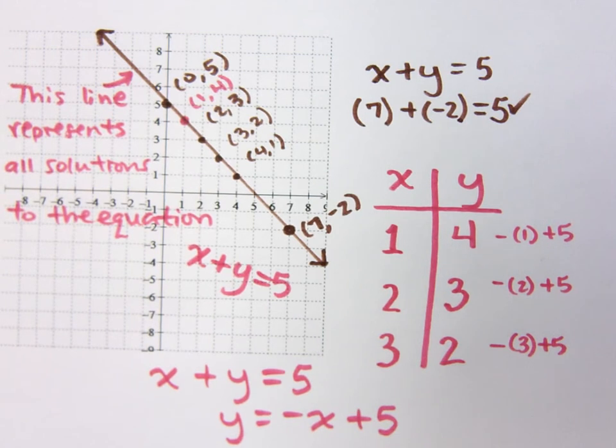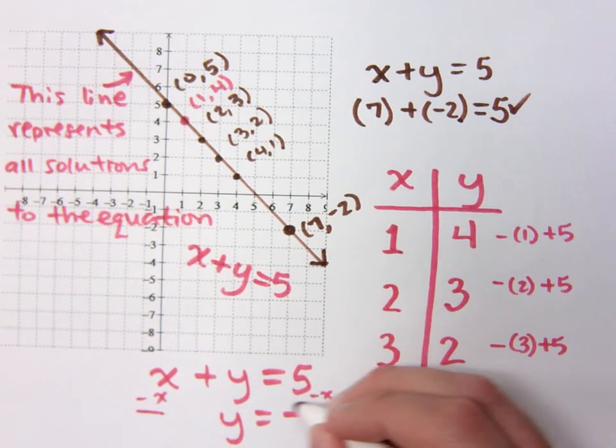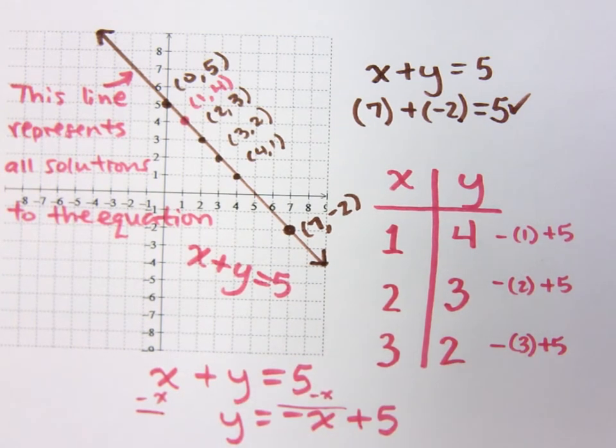I'm sorry, how'd you come up with negative x? I just subtracted x on both sides of the equation to get the y by itself. Oh, okay, thank you. Yeah. Now, so all of this stuff matches up with what we have.